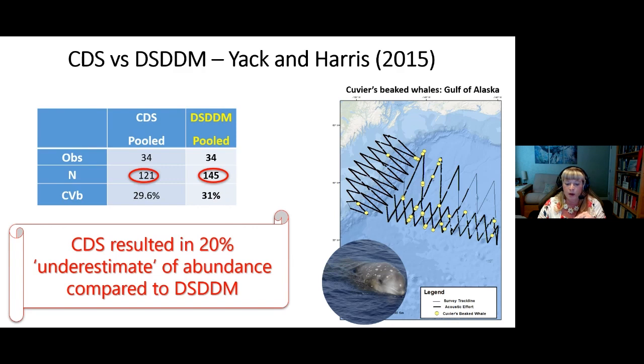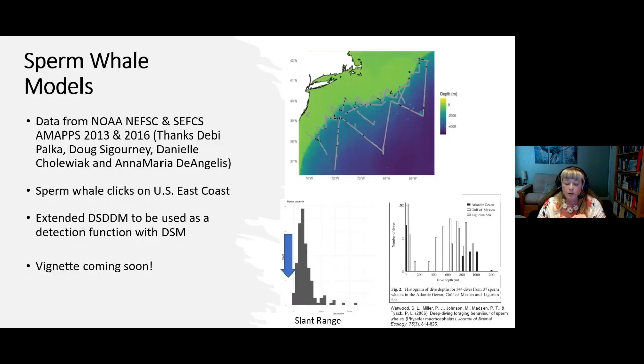the density surface models. And so what we did was take these methods, improve upon them, and incorporate them into the dsm package in order to work with Northeast Fisheries Science Center sperm whale visual and acoustic data. These were from AMAPPS 2013 and 2016 surveys. Those transect lines and the associated sperm whale encounters are shown here on the map.